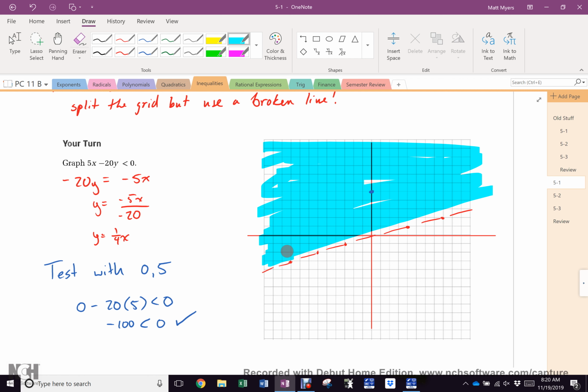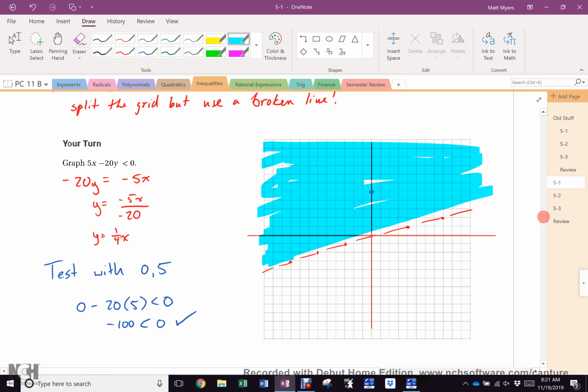Before I turn the picture on, is the line steep or shallow? Shallow, right? Did we shade above or below the line? Above. Everybody good? Boundary line was 1/4 x. Choose a test point. I chose 0, 5. Could you have chosen anything? Yes, but you couldn't have done 0, 0. Why not? Because the line goes through 0, 0, right? Everybody good?